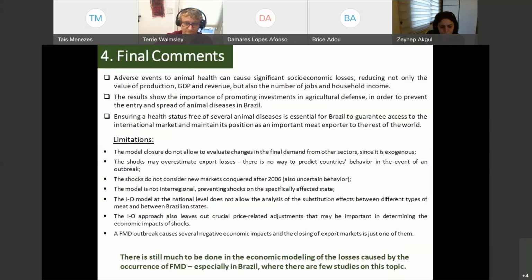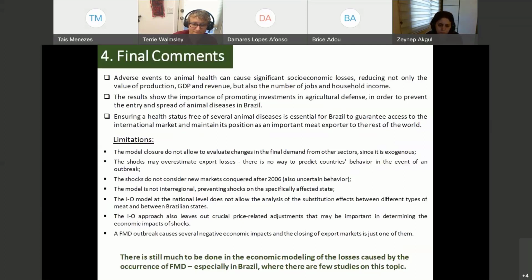Although having some relevant results, this study has some limitations, such as the type of closure. The way we calculated the shocks may have led to overestimation. The model is not interregional, so we had to apply the shock to the Brazilian economy and not specifically to the state of Mato Grosso do Sul. The model does not allow the analysis of substitution effects, and it doesn't allow price-related adjustments.